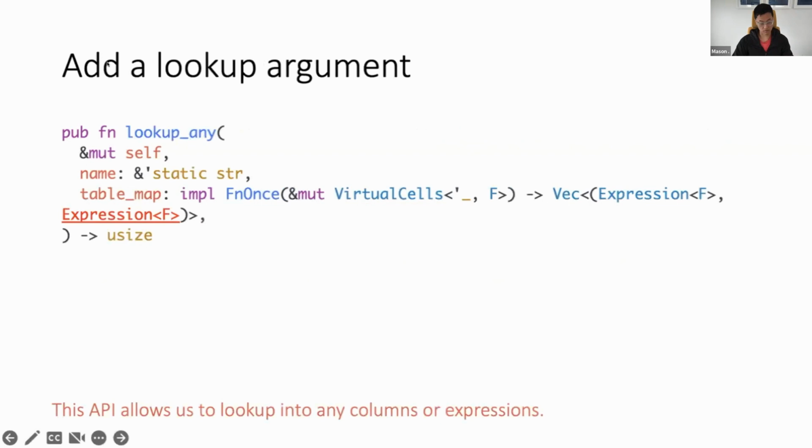Okay, and then finally, to add a lookup argument, we have this method called lookup any. Again, there's self, which is the constraint system, name, which is the name of the lookup, and then this table map, which is a closure from a bunch of columns to a vector of expressions. The expressions are these polynomial relationships between the columns again. This is a vector of tuples of expressions, because you want to say that the first one is somewhere in the second one. Again, I think this is more clear once you see how this is used.